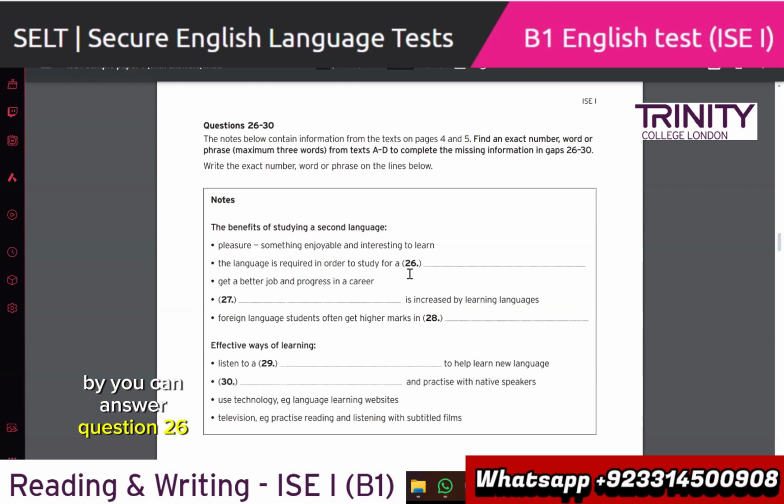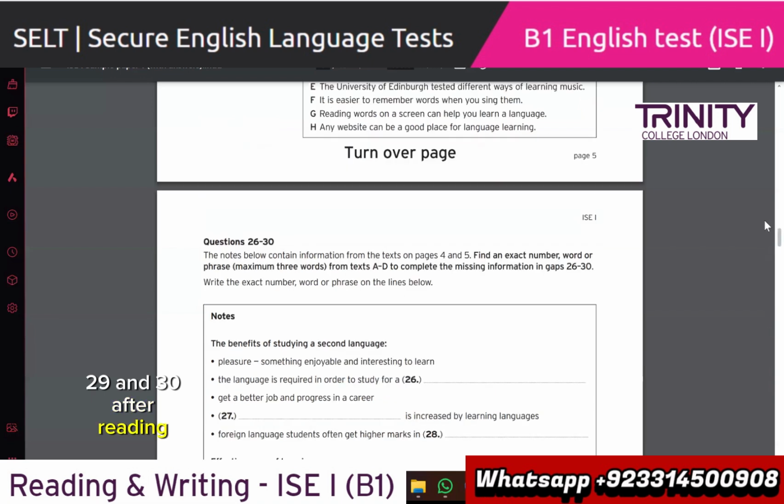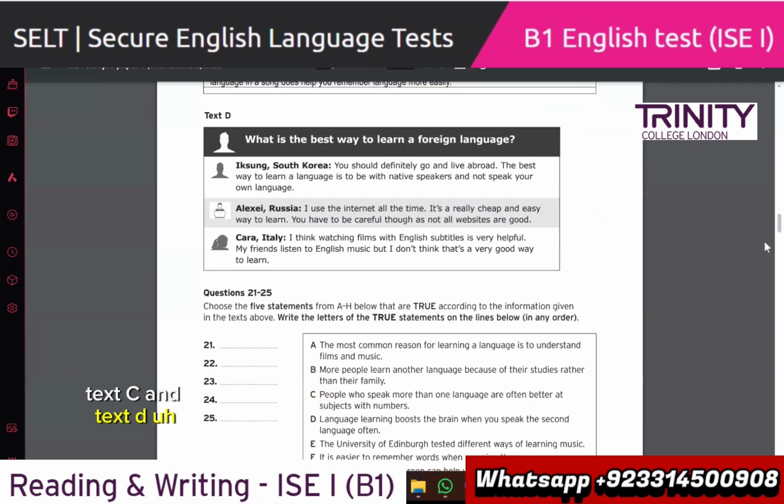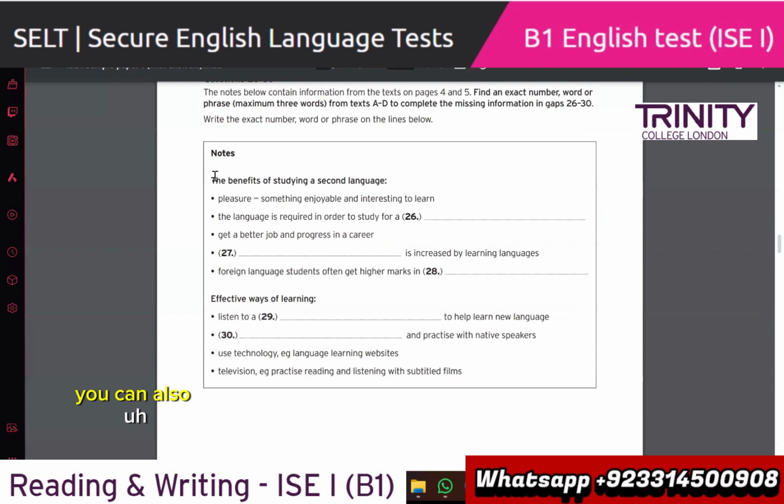You can answer questions 26, 27, 28, 29, and 30 after reading text A, text B, text C, and text D. You can also read this because this is a summary of the text. Do you understand? Yeah, I can understand.